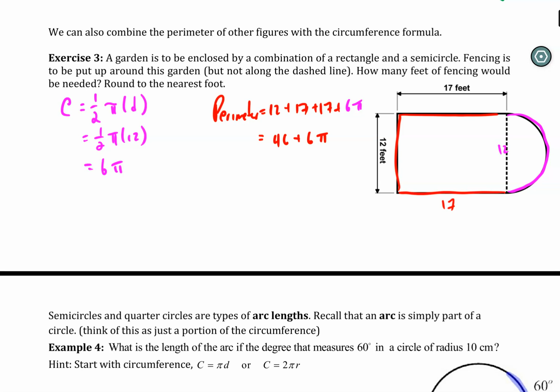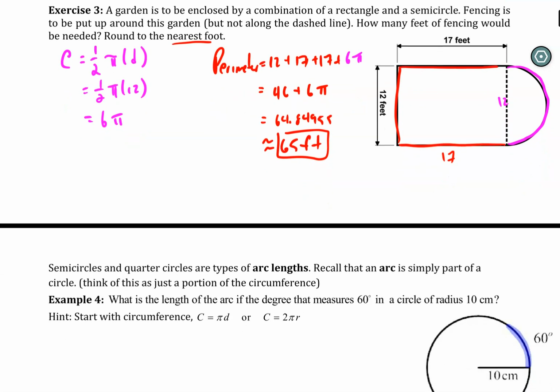Again, this is my answer in terms of pi. So if I was asked to, I could just stop right there, but they did ask to round to the nearest foot, so I do want to actually calculate this. So if we plug that into the calculator, let's see what we get. We get 64.84955, blah, blah, blah. So nearest foot is aka nearest whole number, so that's approximately 65 feet of required fencing to fence in this figure.